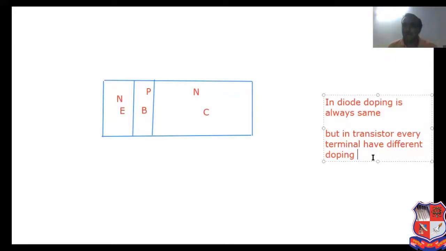Now, the base emitter junction and the collector base junction are connected in such a way that a large amount of current flows in the circuit. Why? Because we want to amplify the signal. Amplify means what? It is used to increase the amplitude of the signal.